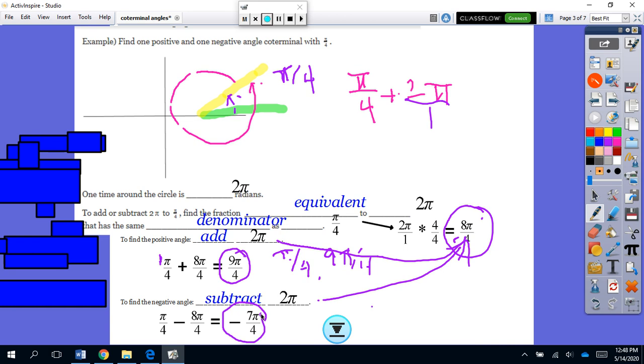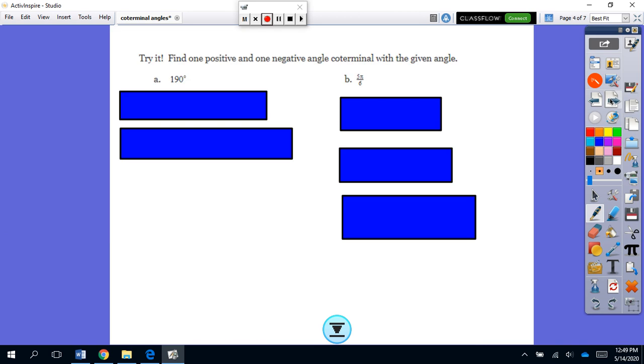So that means pi over 4 and negative 7 pi over 4 are coterminal angles. Okay, so that's how you find any angles in the circle, positive or negative, that are coterminal to a given angle.